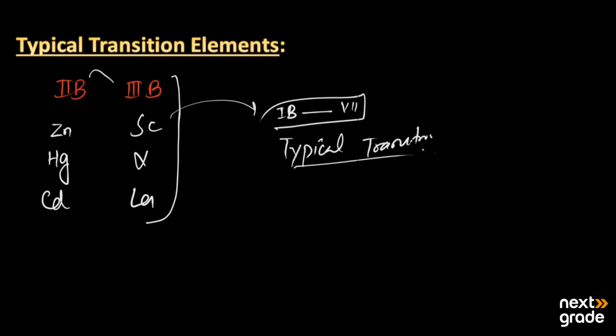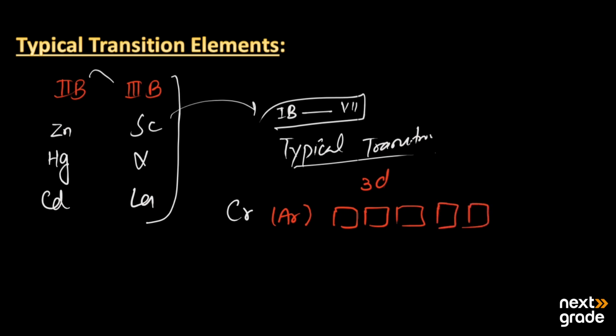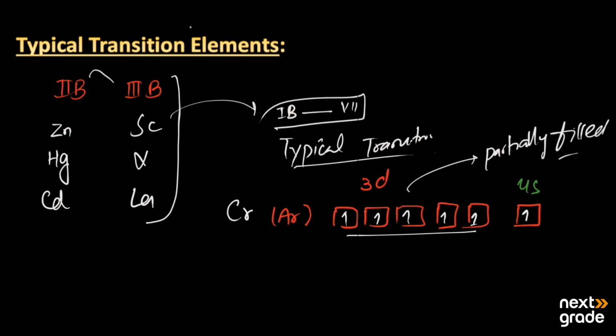If you look at the electronic configuration of an element like chromium, Cr, it is argon, then its 3d part contains electrons in 5 subshells, and then we have the 4s, which contains 1 subshell. In the 3d, every orbital contains 1 electron, and the 4s also contains 1 unpaired electron. So all the d orbitals are partially filled, so they are called typical transition elements.